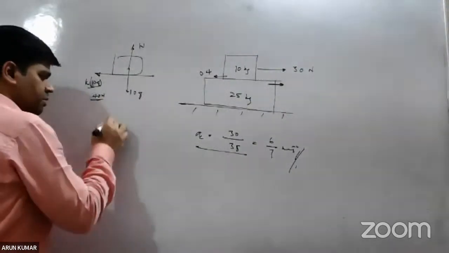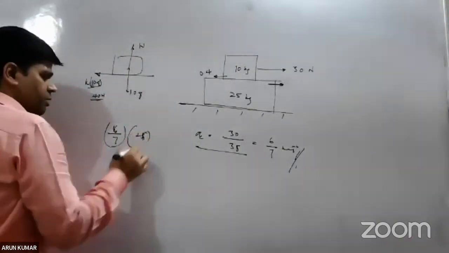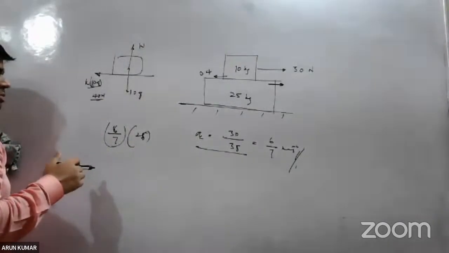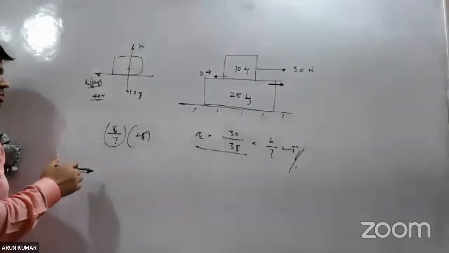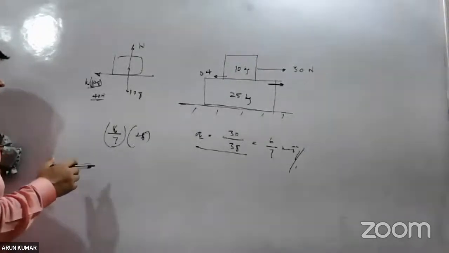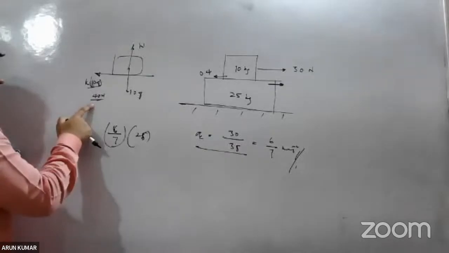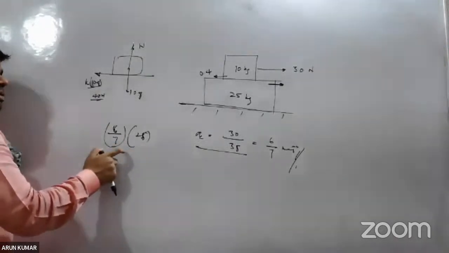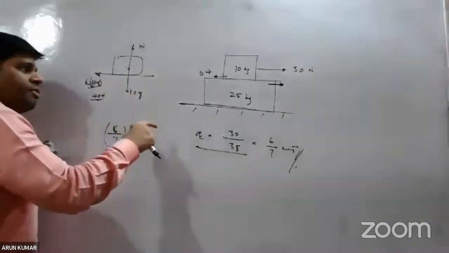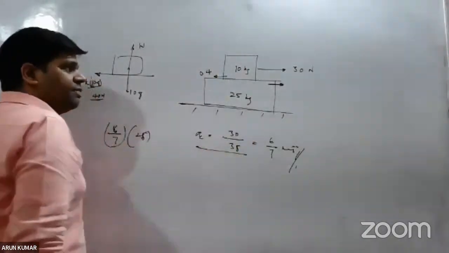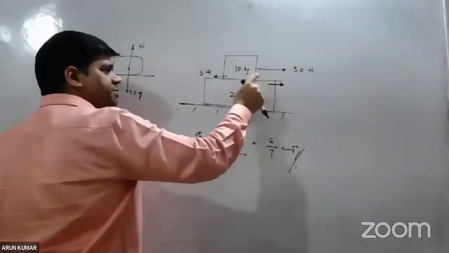6 by 7 times 25. How much is this roughly? 25 into 6 is how much? 150 by 7. How much is 150 by 7 roughly? 20 point something, right? Yes, sir. So which is less than limiting. So my limiting friction is greater than required friction. So my friction between the surfaces is sufficient to provide this acceleration 6 by 7. So they'll move together with an acceleration 6 by 7. So when F is 30, they'll move together with an acceleration 6 by 7.